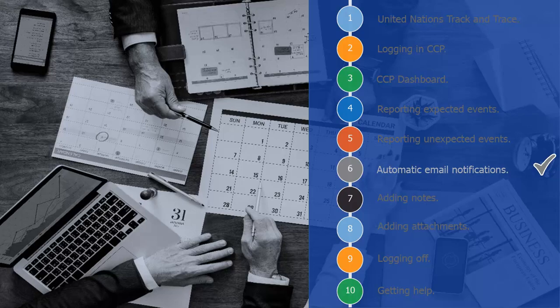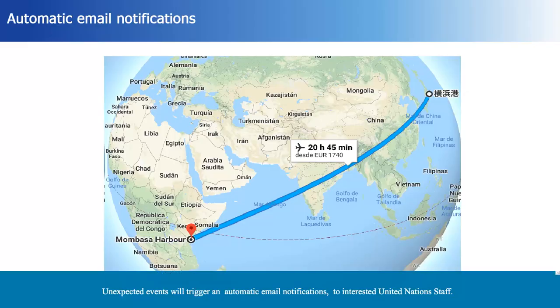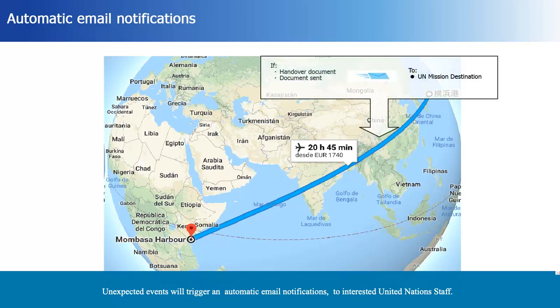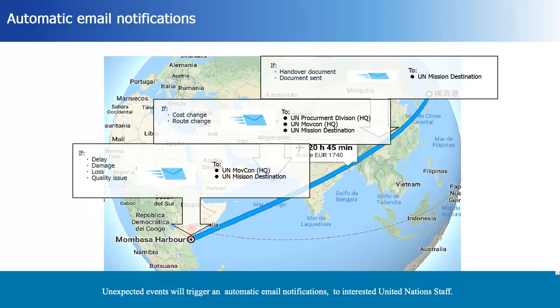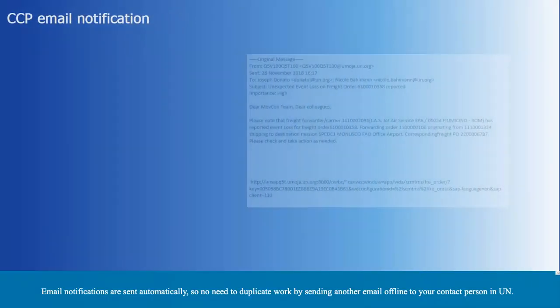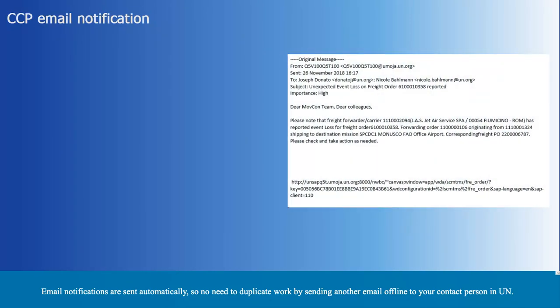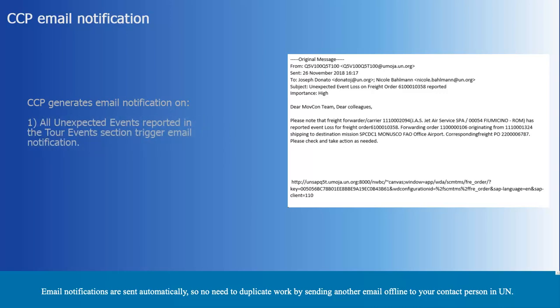Automatic email notifications. Unexpected events will trigger an automatic email notifications to interested United Nations staff. Email notifications are sent automatically, so no need to duplicate work by sending another email offline to your contact person in UN. CCP generates email notification on 1. All unexpected events reported in the Tour Events section trigger email notification. 2. Handover document, expected event.